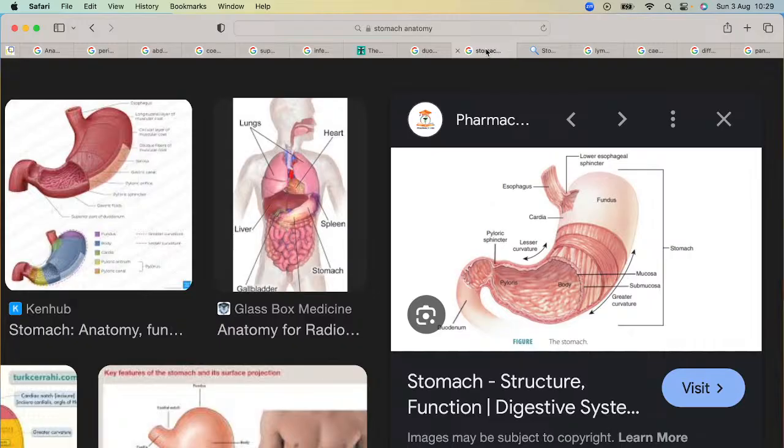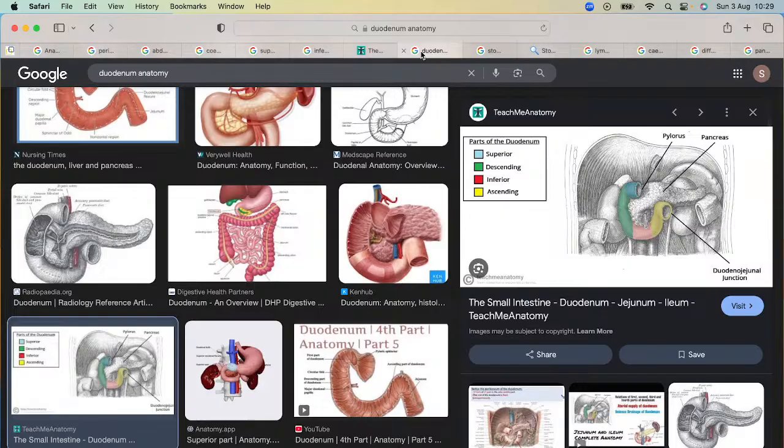Okay, let me see if I mentioned everything. Right, so one thing that I didn't mention was about the blood supply of the duodenum.